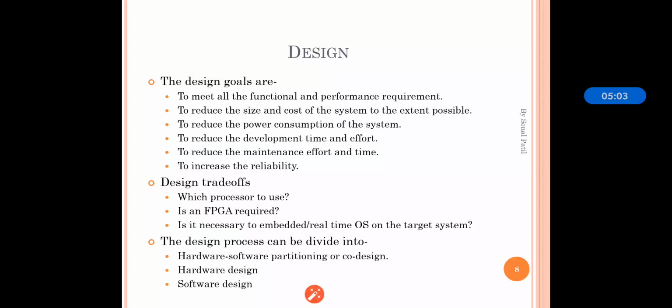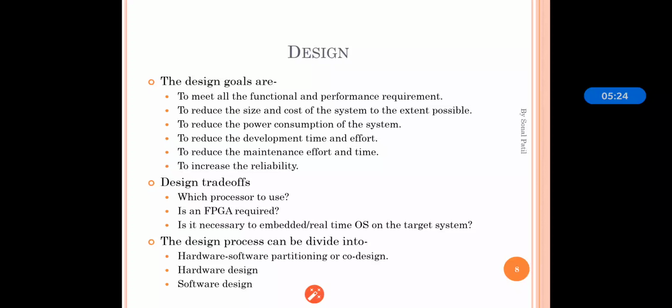Why are we saying target system? Because whatever we are designing, we are mainly designing it for the target system, and that's why we have to consider the requirements of the particular target system. So we need to know whether it is required to embed the real-time OS on the target system.